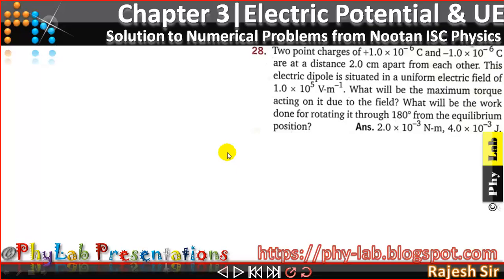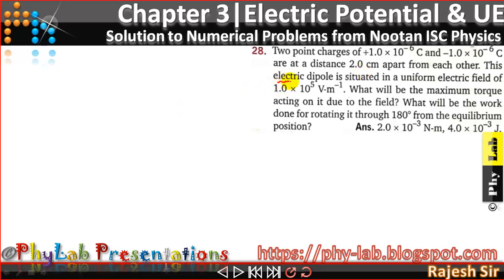In this video, we are going to see the solution to numerical problem number 28 from chapter 3 of Newton ISC Physics. The question says that we have been given two point charges of magnitude 1 microcoulomb and -1 microcoulomb situated at a distance of 2 centimeter apart. And this combo of charges constitutes an electric dipole.